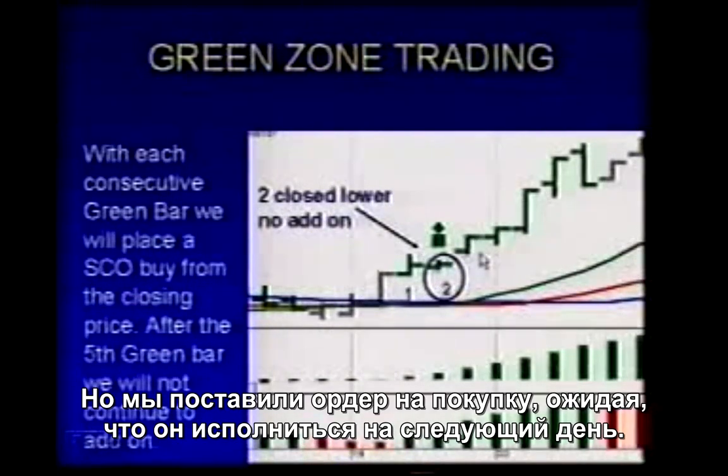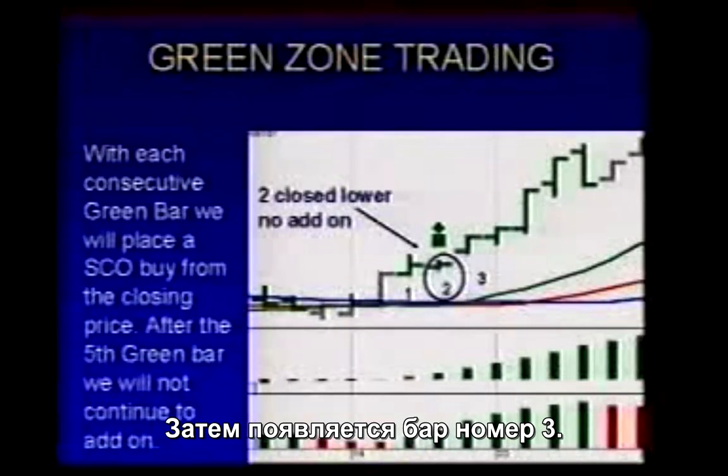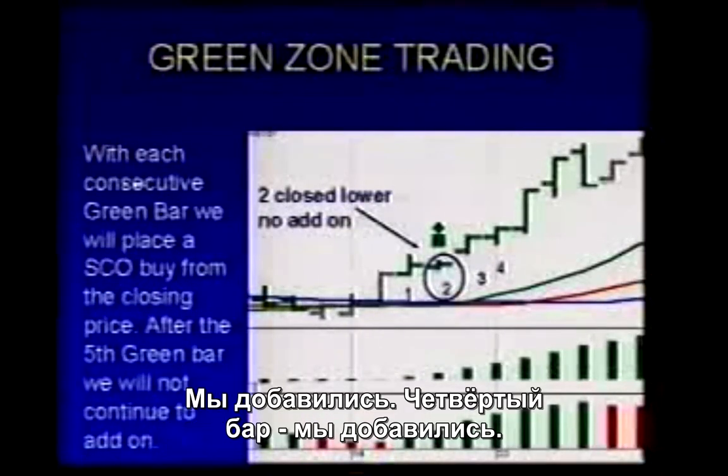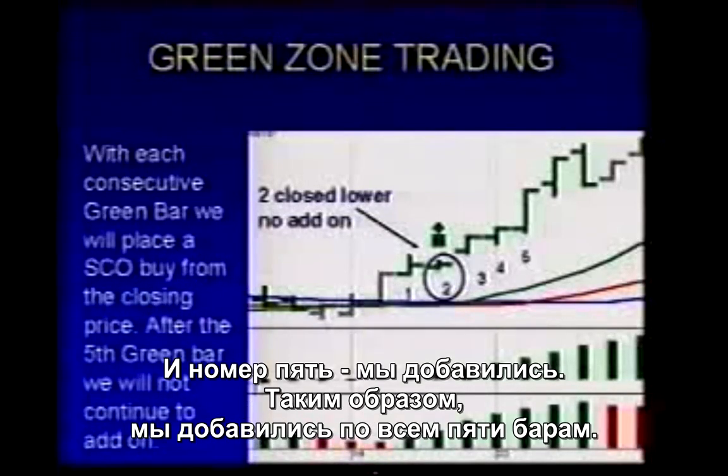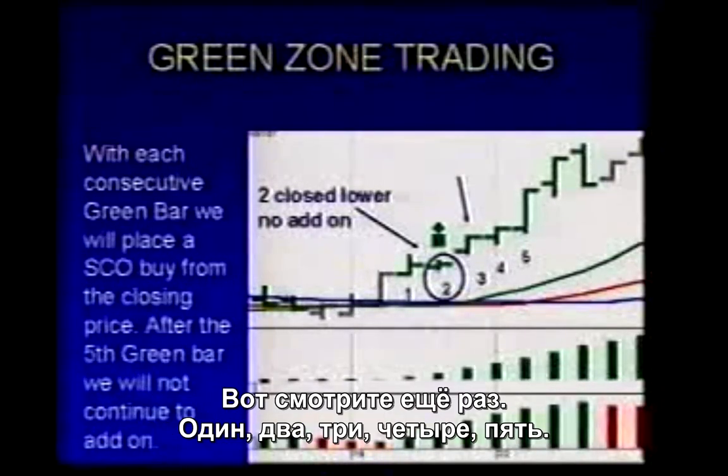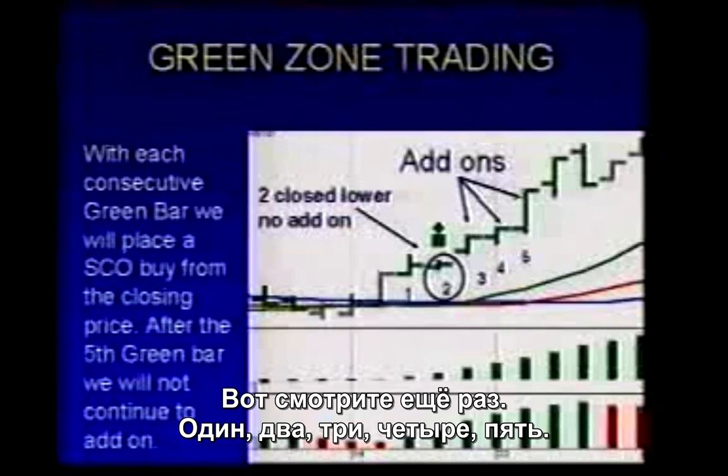for the next day. And then number 3 comes out, we add it on. Number 4, we add it on. And number 5 we have added on. So we added on with all 5 of these bars. Does everybody see that? 1, 2, 3, 4, 5.